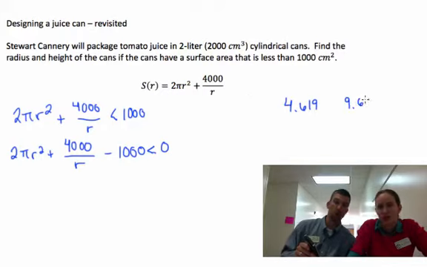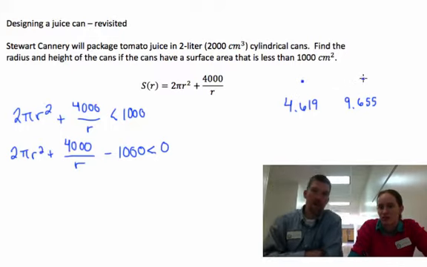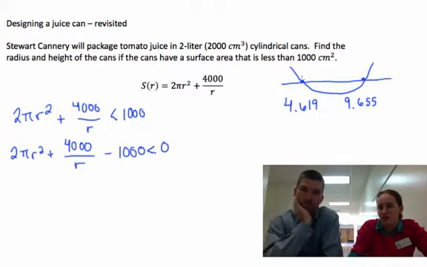And the other is 9.655. So these are our x-intercepts, and if you graph this, you'll see those x-intercepts there, and then you see the graph dipping below between them. It looks kind of like a parabola, but not quite. What we care about is that it is less than 0 between those two values.